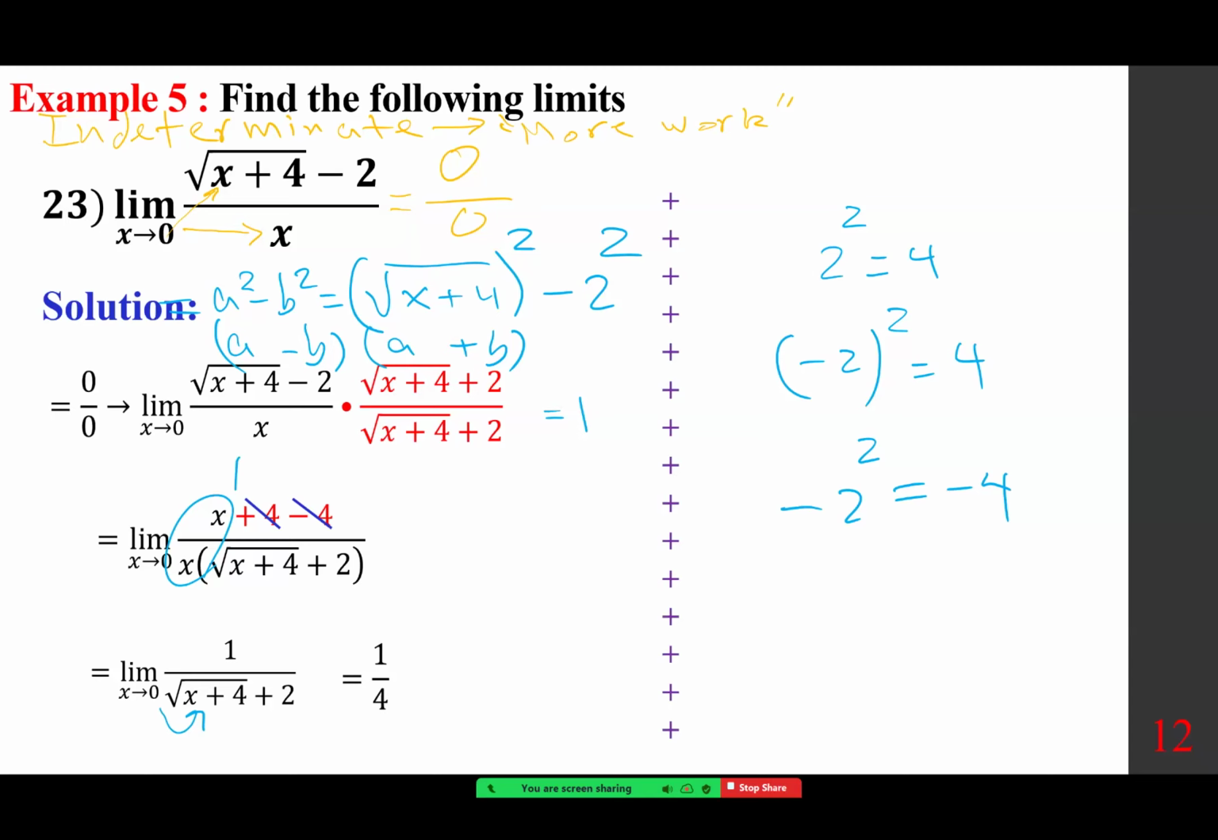So you are going to be exposed to various examples and various techniques. When we get 0 over 0 in a case like this, we use the conjugate. And we do the math.